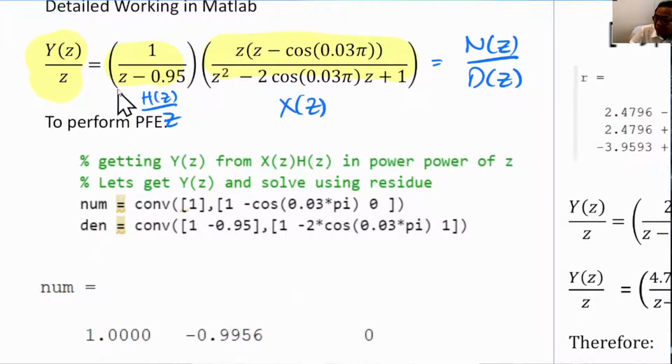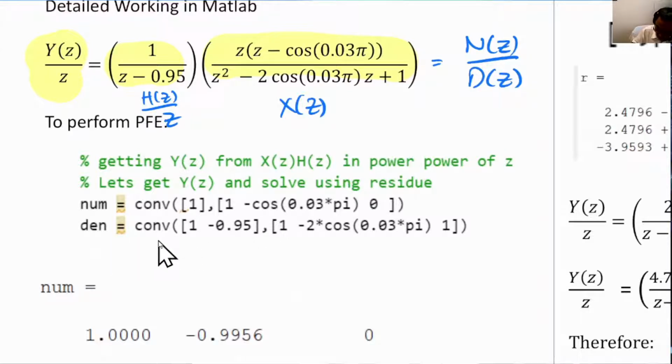NUM. The denominator, we're convolving z minus 0.95, so the coefficient is 1 for z and minus 0.95 for z to the power 0, convolving with z squared, so the first coefficient is 1, the second coefficient is minus 2 times cosine 0.03 pi, and the last coefficient is 1. So the numerator and denominator are gotten this way.